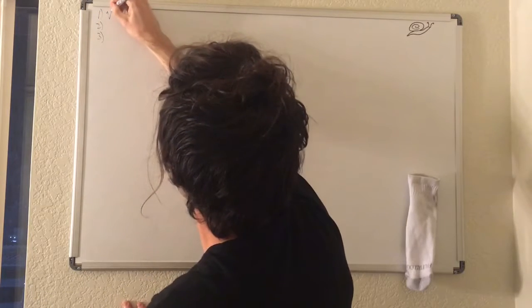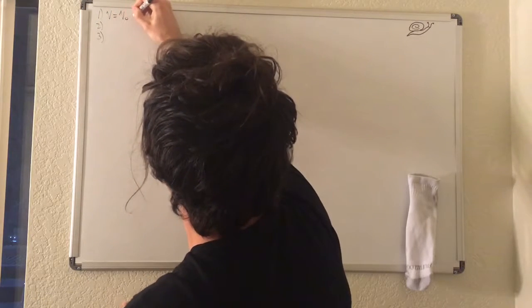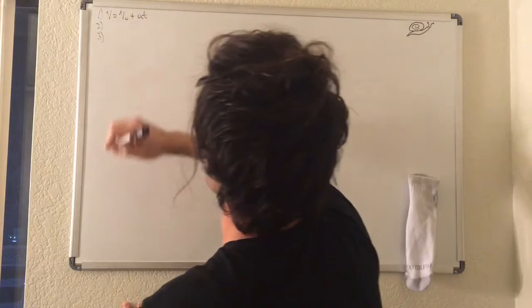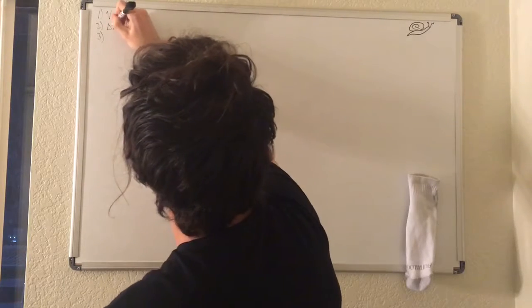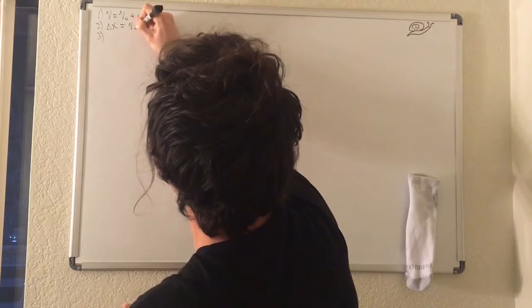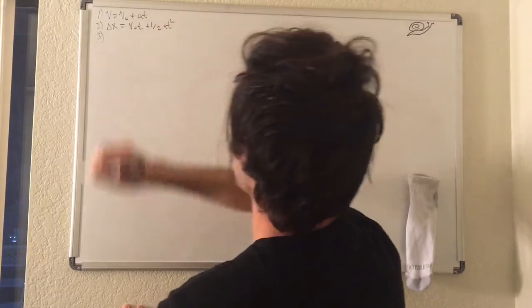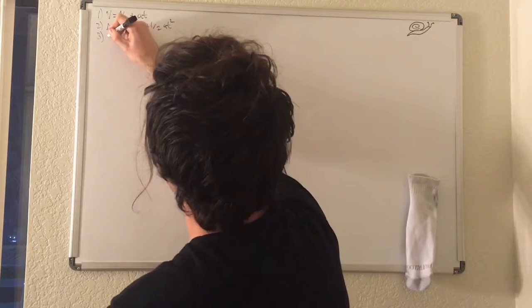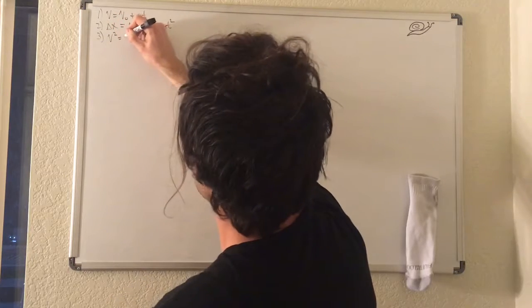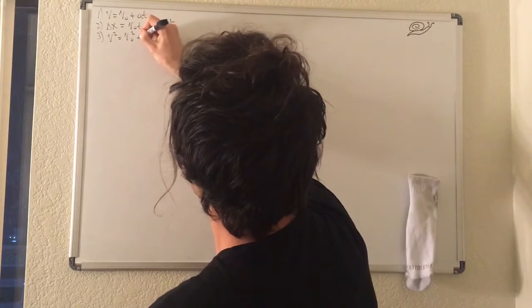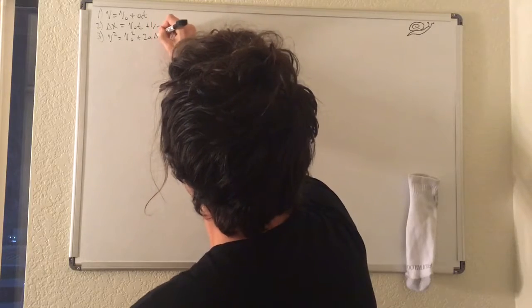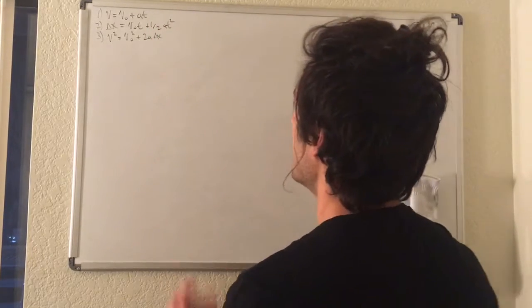First off is final velocity is equal to initial velocity plus acceleration times time. Number two is displacement. That's equal to initial velocity times time plus 1/2 the acceleration times time squared. And number three is time independent. We have final velocity squared equals initial velocity squared plus 2 times the acceleration times the displacement.